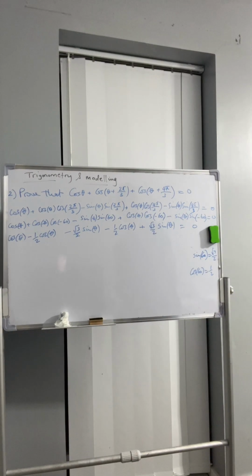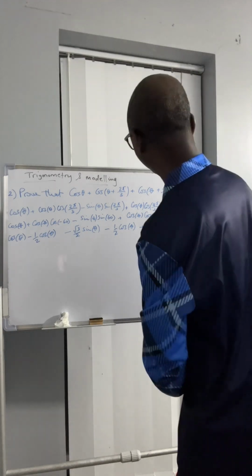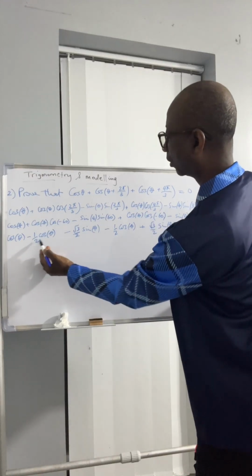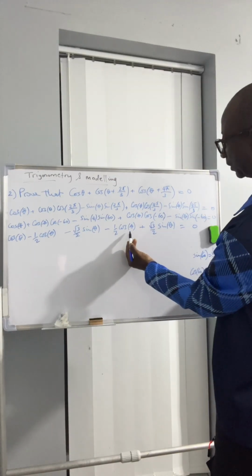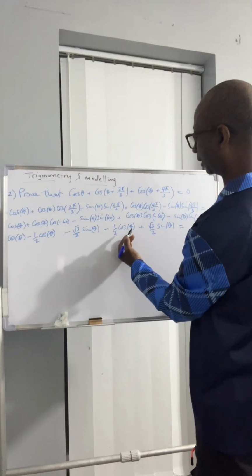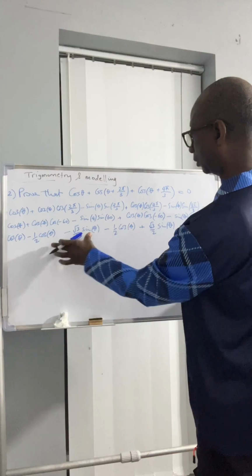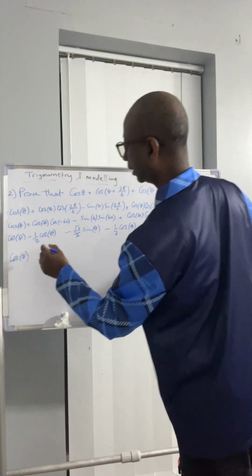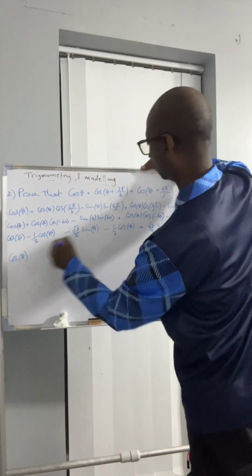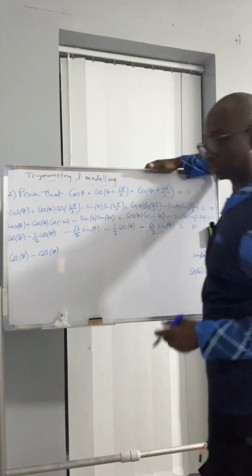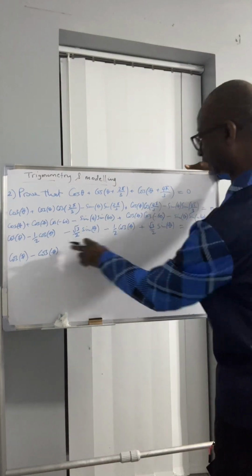So let's see if we are correct. Now, this is minus half cos theta, and this is minus half cos theta. So minus 1/2 and minus 1/2 will give you minus 1, so these two will give you minus cos theta. 1/2 plus 1/2 is 1. So that's all what this means.